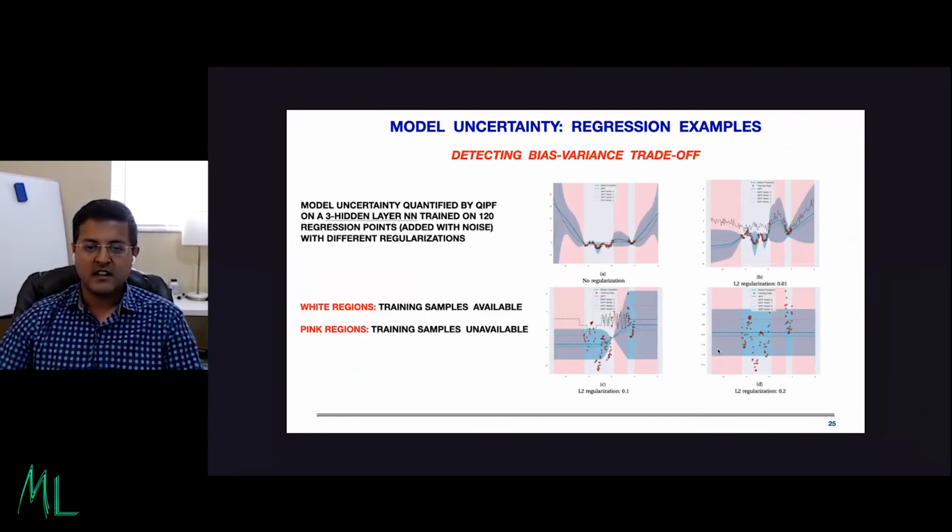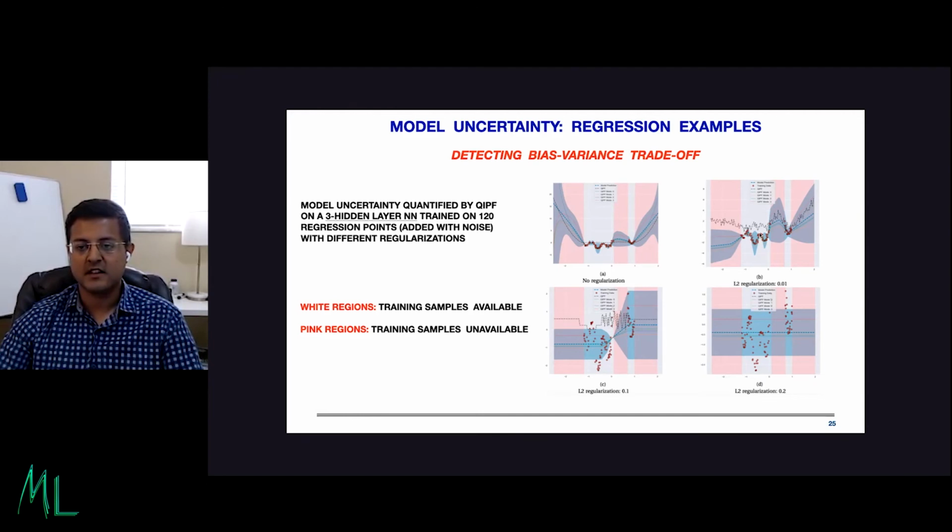So another sanity check to see if our method is detecting the bias variance trade-off of the model very well: we use the same regression example, but we use different regularization parameters. So for example, in A, there was no regularization. In B, there is some regularization provided. So you can see that the uncertainty outside of the training data set reduces a little at the cost of bias inside the training regions. That is, the uncertainty increases in the training regions. And this trend continues on as you increase the regularization.